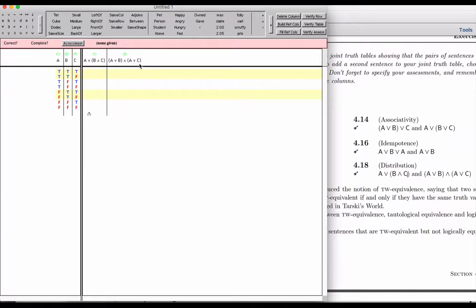All right, so we know that the main connective in sentence 1 is the disjunction, so let's determine the values of the conjunction first, and then the disjunction. And now we move over to sentence 2. Let's go left to right: determine the disjunction on the left side of the conjunction, then the disjunction on the right side of the conjunction, and then the conjunction itself.